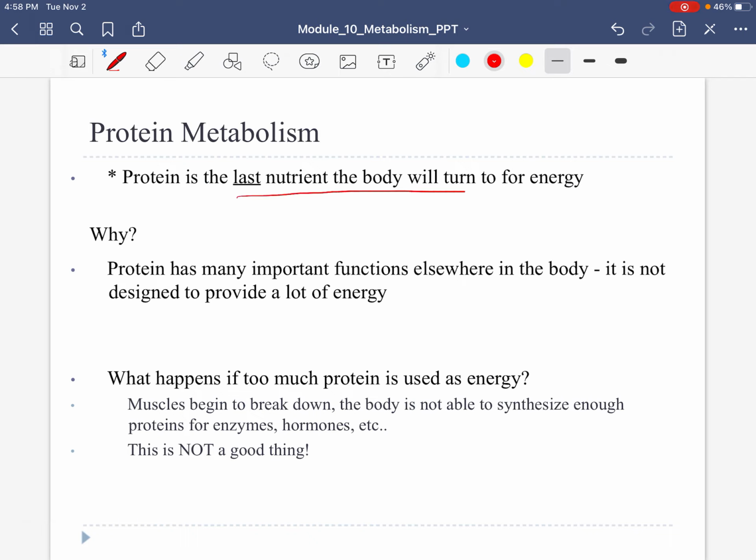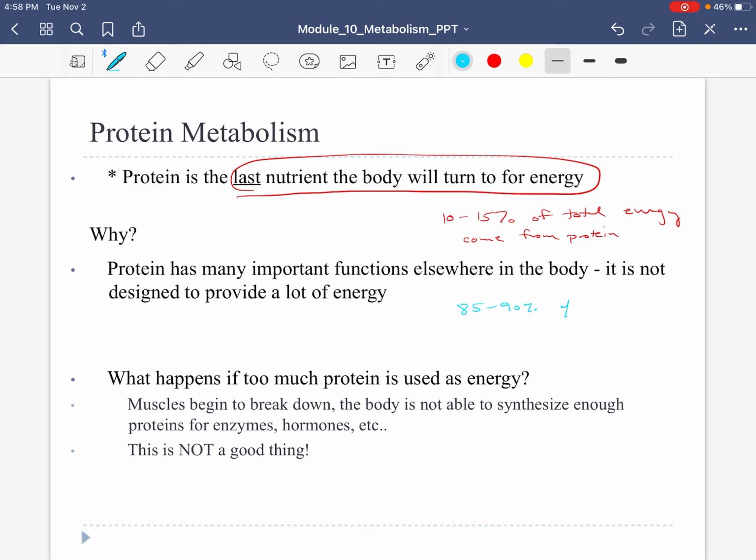Okay. Now, protein. What is there to know about protein? Protein is the last nutrient we burn for energy. We don't want to burn a whole lot of protein. Remember, I think I said this in this class. Can't remember which class I told which. Generally, you want only about 10 to 15% of energy to come from protein. This is your goal. And if you're eating a reasonably balanced diet, this will happen. Only 10 to 15% of your total energy will come from protein.